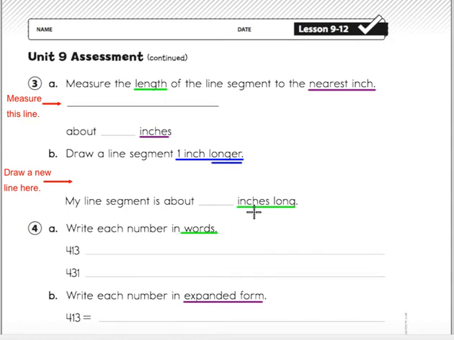My line segment is about blank inches long. Can you measure this line segment that you drew here? Can you measure that whole thing and tell me how long it is now? Knew you could. Let's look at number 4.